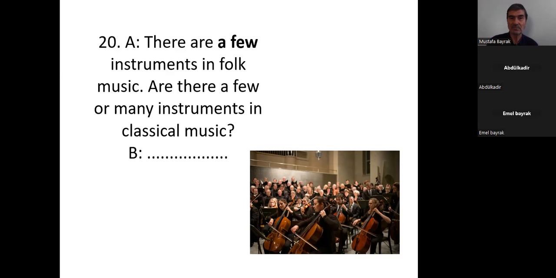Okay. But in folk music, as far as I can remember, there is saz, kind of musical instrument, oud, yes, kemençe, musical instruments like this, a few musical instruments. Drum, yeah, drum. Flute, yeah, flutes, okay.